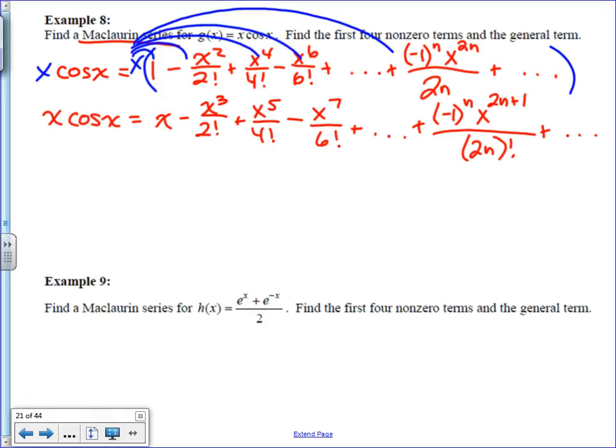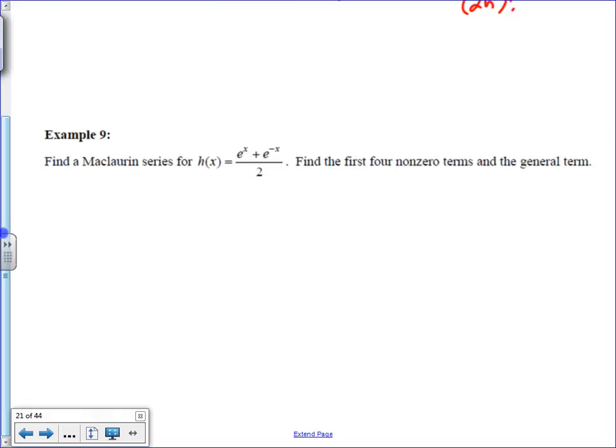How many of you want to actually find the Maclaurin series for that? No. So is there something else that we can do? Plug in. What's e to the x equal as a Maclaurin series? It's a special one. We're supposed to memorize it.